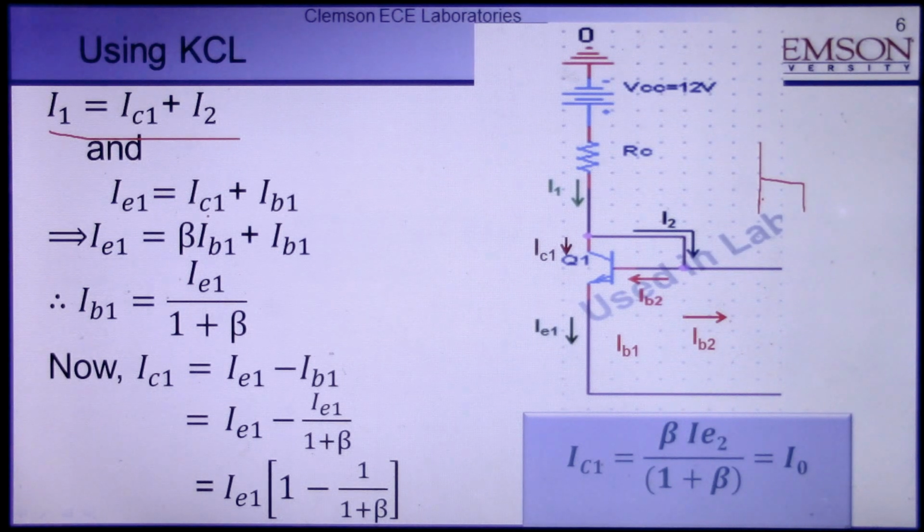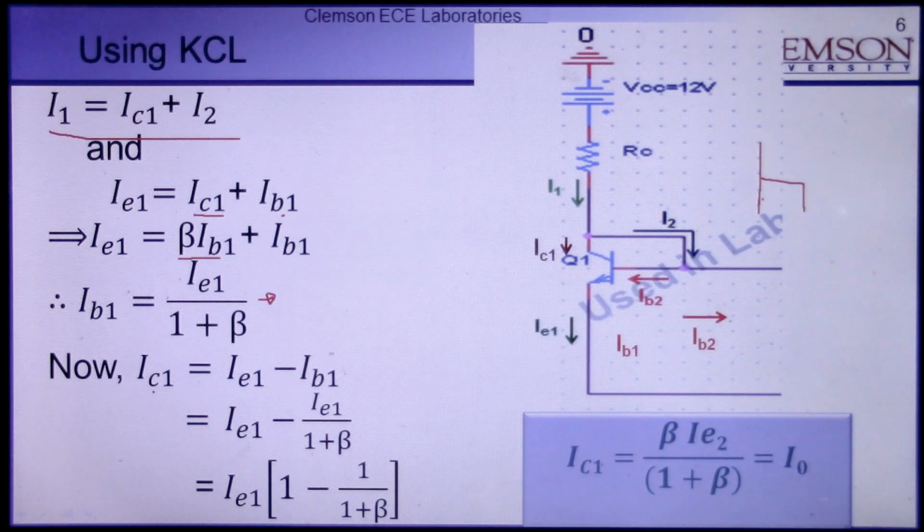IE1 is the sum of IC1 and IB1. That is kind of the simple transistor equation. Your emitter current is the sum of your collector current and the base current. So there's nothing new. And the collector current can always be written as beta times IB1. So I just replace this IC1 with beta times IB1. And your base current is IE1 over 1 plus beta. So these are very simple transistor equations, so we know what they are.